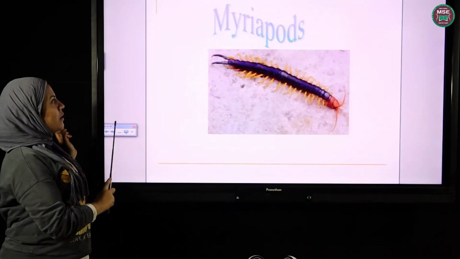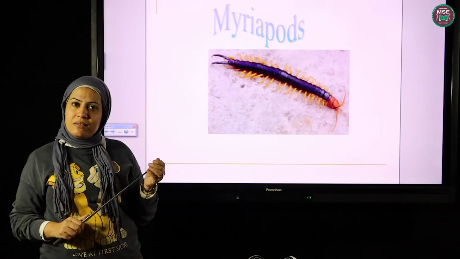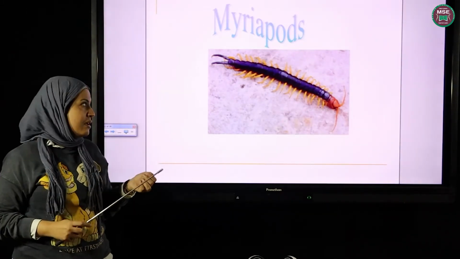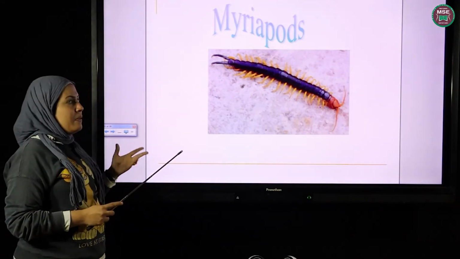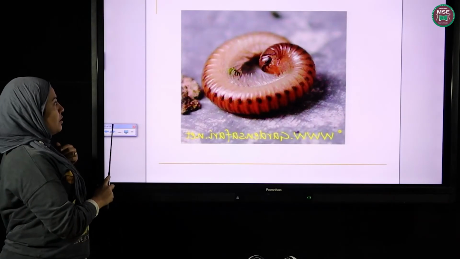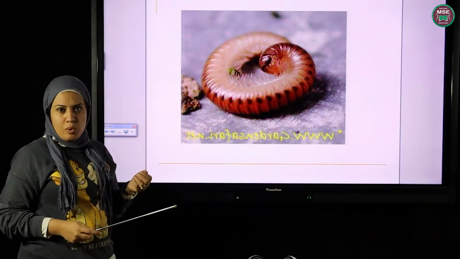Now we will talk about myriapods. Myriapods are invertebrates or arthropods that have numerous legs, many legs, like Scolopendra, maybe 44 legs or more, and Julius, which has numerous legs, maybe 1,000 or more, okay?